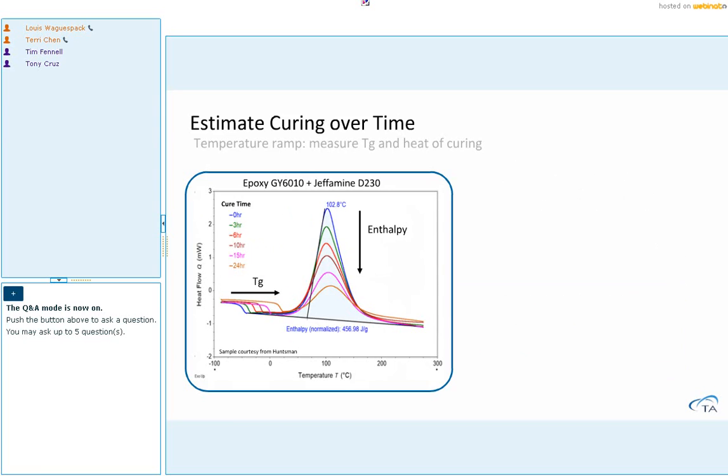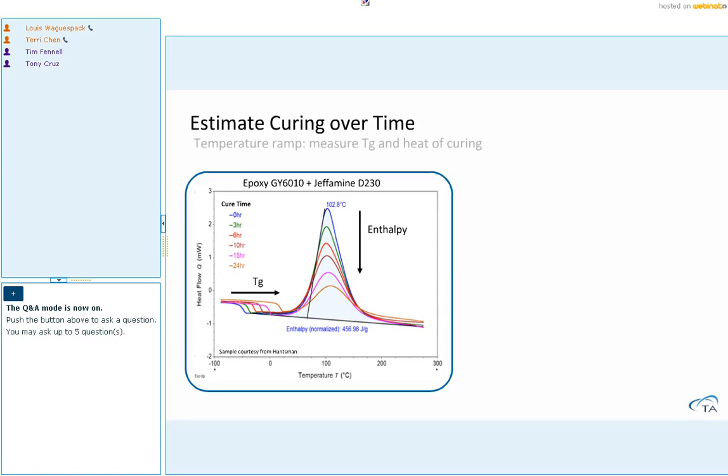Here's a case study of using DSC to monitor the curing process of an epoxy plus Jeffamine D230 system. This sample is kindly provided by Huntsman Corporation, and we really appreciate that. Thank you. Jeffamine is a slow-curing cross-linking agent at ambient temperatures. As you can see from these results, when the sample gets more and more cured with time, the curing enthalpy decreases. In the meantime, the glass transition of the sample shifts to higher and higher temperatures.